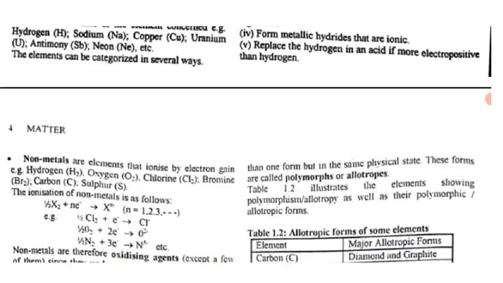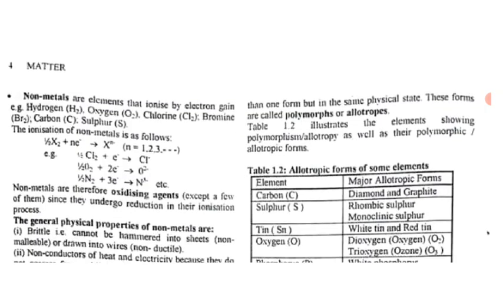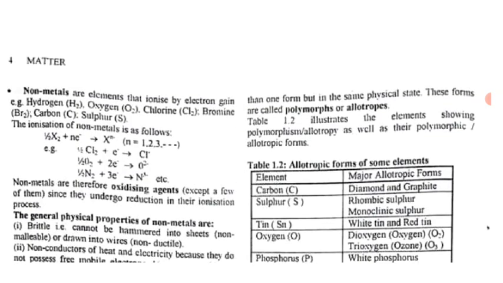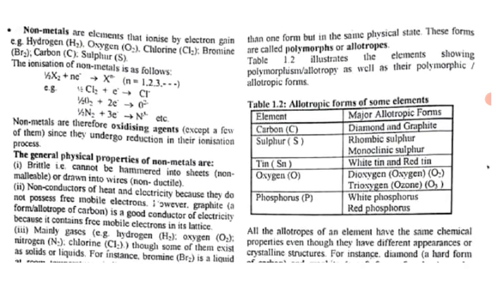Now non-metals are elements that ionize by electron gain, for example hydrogen gas, oxygen gas, chlorine, bromine, carbon, and sulfur. The ionization of non-metals is as follows. Non-metals are therefore oxidizing agents, except a few of them, since they undergo reduction in their ionization process.